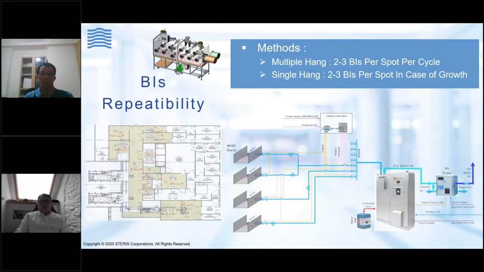And the method used with the BIs, especially since the BIs are not such a precise technology: if you have a big room, normally we put 2 or 3 BIs per measured spot. And if it's a small room, we put just 1 BI, single hang, multiple hang, that's a different strategy. Now, when we have growth on a single hang method, we will run another cycle with 2-3 BIs where we had the growth. So that's likely the strategy we do on validation.